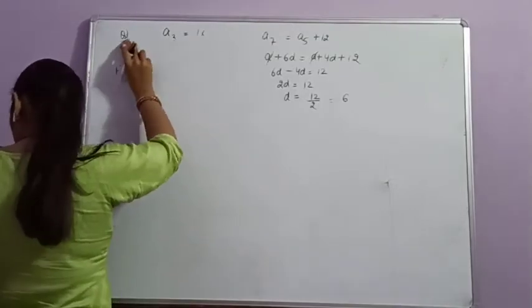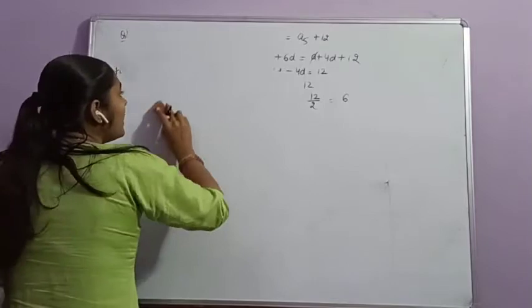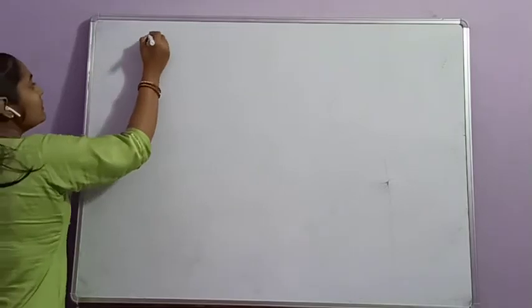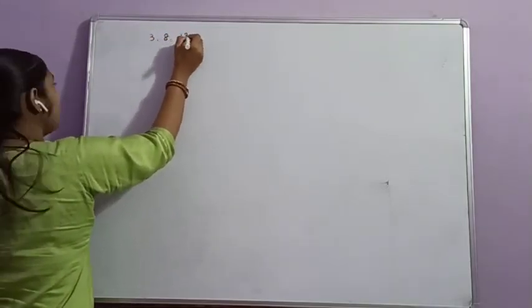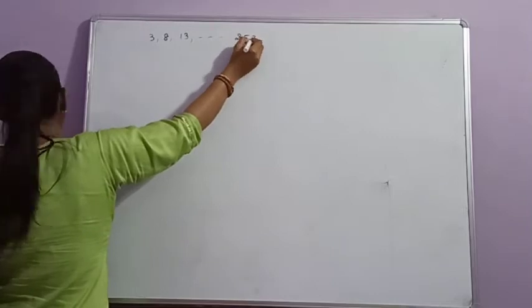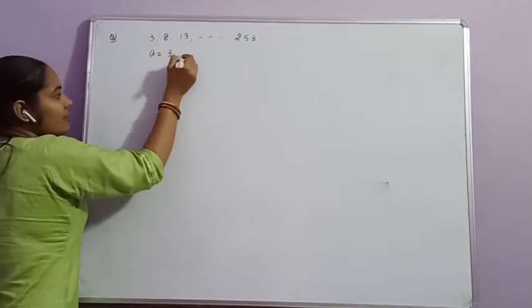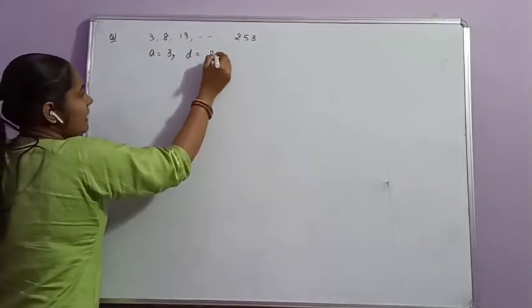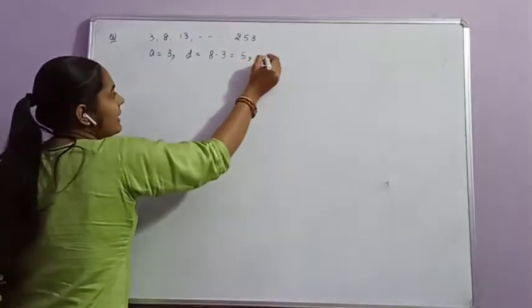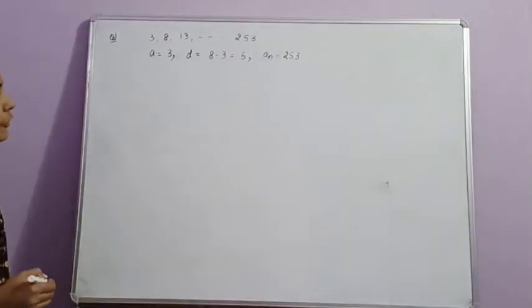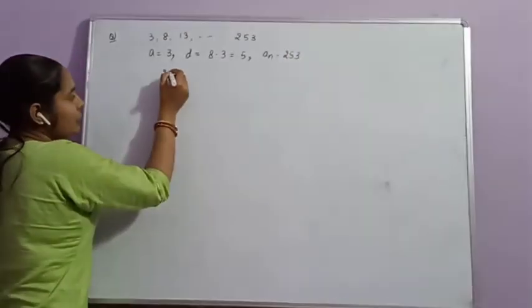Next question. Find the 20th term from the last term of AP series. AP series is given 3, 8, 13 up to 253. Clear? Here A is 3, first term. Common difference is A2 minus A1, 8 minus 3, that is equal to 5. And last term AN is 253. Clear?